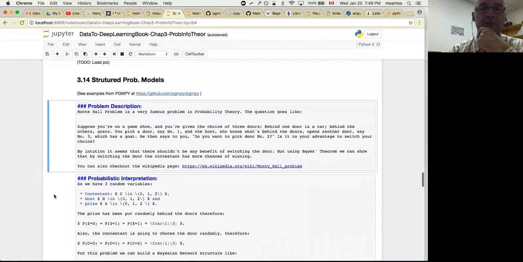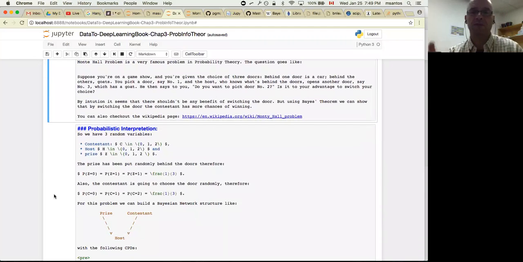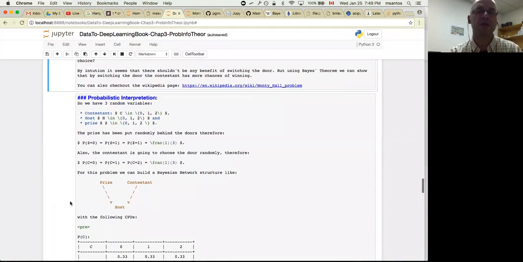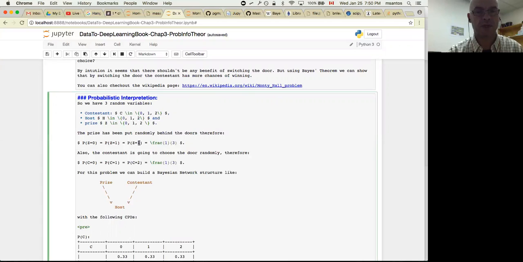And the Bayesian approach, the best way to think about it is actually in terms of structured probabilistic models, which is, forget about the name and just think on this graph here. So you have the price, which here I call Z. It's a random variable from your point of view. You don't know where the price is, and it could be behind door 0, 1, or 2.